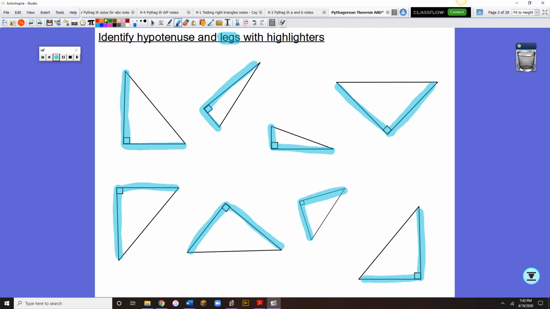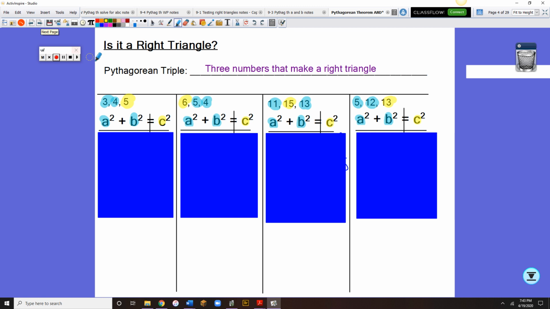The hypotenuse would be that longest side across from the right angle. It's important that we know that that's the longest side, because when we start doing today's lesson, the longest side would be the largest number in the group of three numbers we're about to be given. So is it a right triangle? That's the main question we're trying to answer when we're doing our assignment. A Pythagorean triple is three numbers that would form a right triangle. So first we're given the numbers 3, 4, and 5.